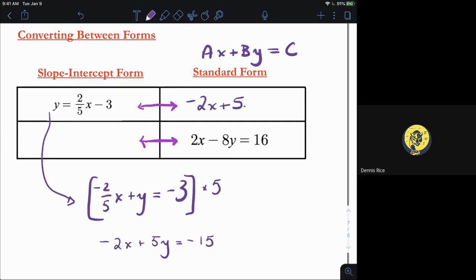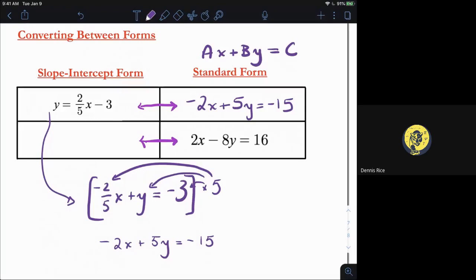So negative 2x plus 5y equals negative 15 is y equals 2/5 x minus 3 in standard form. So basically to convert that way, you're just going to bring the x to the same side. And if there is a fraction, multiply by that denominator just to cancel it out. The only exception is everybody has to get hit with the times 5, even the values that didn't need it.